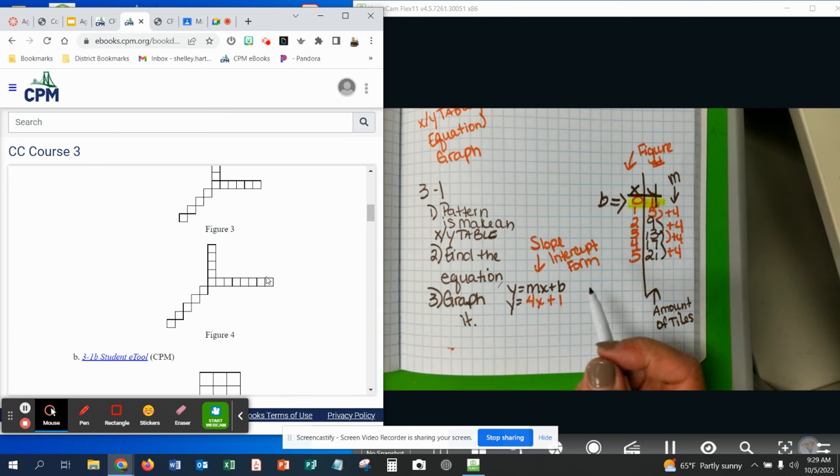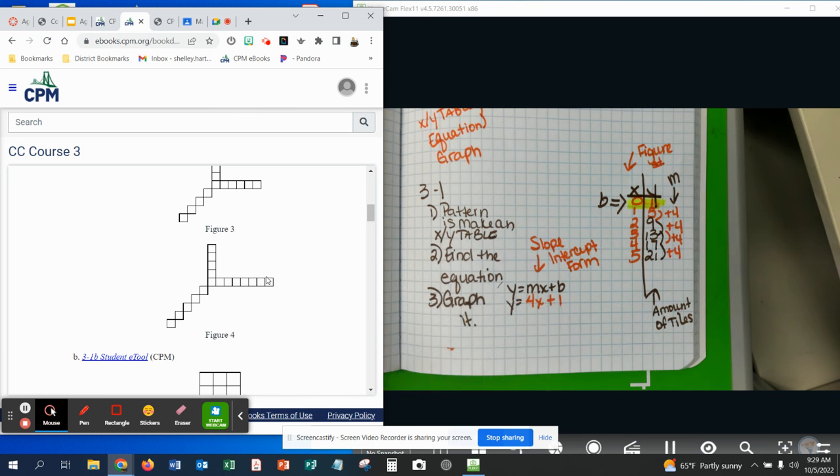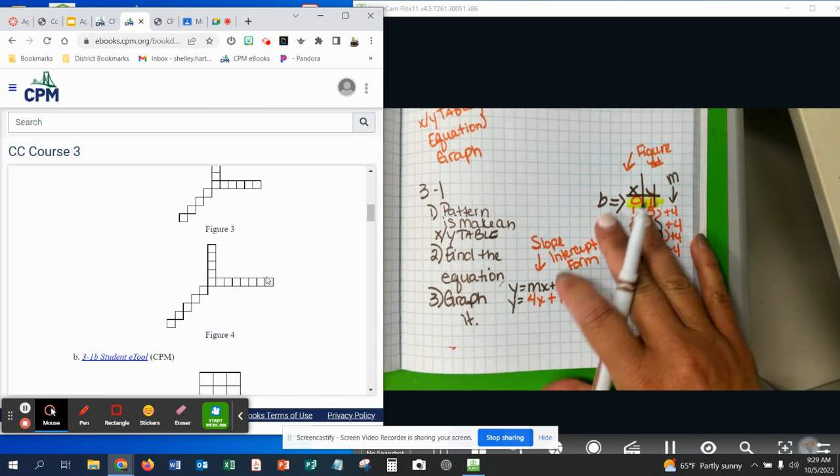I'm going to just use quadrant 1 because this is completely positive. Okay? Can I turn the page? Everybody's good?